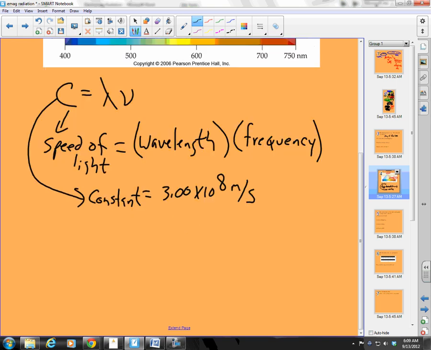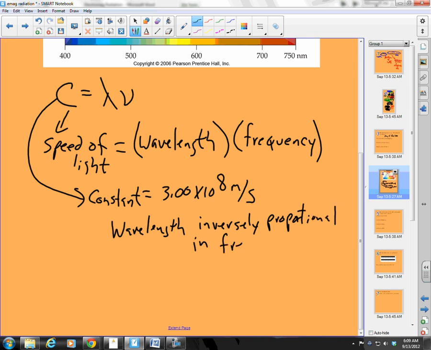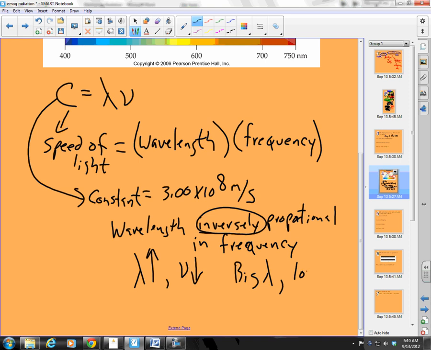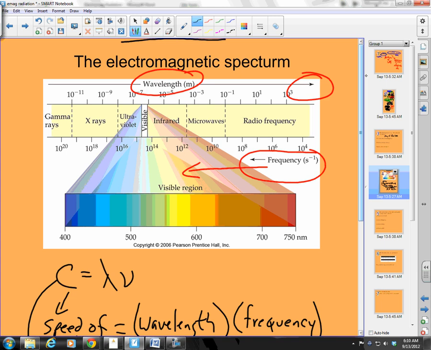That means that my wavelength is inversely proportional to frequency. And you guys all know what inversely means, right? When my wavelength goes up, what happens to my frequency? My frequency goes down. Good. So if I have big wavelength, that means I have low frequency. Good. Outstanding. So let's go back to our question here.